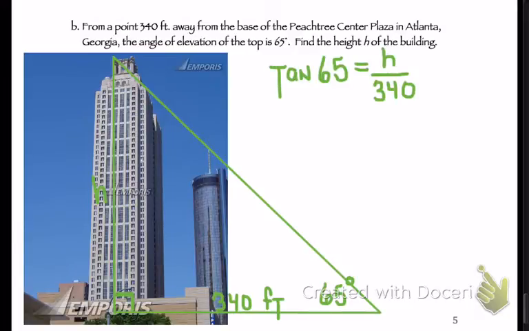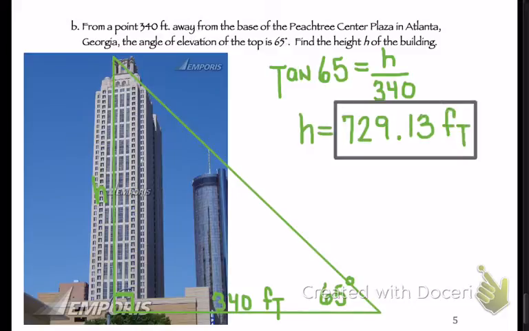Well, tangent again, ready, opposite, and adjacent. So, tangent, cross multiply. That sucker is 729.13 feet in the air. So, find the height of the building. There it is, and voila. I think so far so good. First two word problems, not bad. Hopefully that went okay for you, and great job!